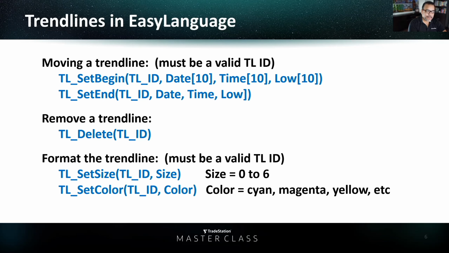And for formatting the trend line, we have the reserved words to set the size and set the color. Again, inside parentheses, you have to tell which trend line ID it is that you want to modify. And inside parentheses, the second parameter is either the size or the color you want to use. For size, we know that the number is from 0 to 6, and this matches very well the thicknesses that you see when you format a line. You can do that in TradeStation at any moment.